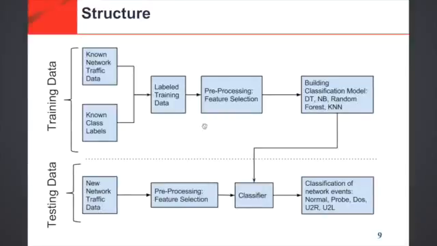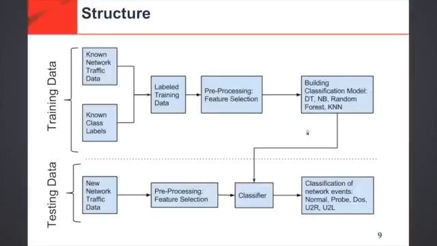So here is the structure of the big data analysis system. What we have is the training data. When we get the training data, we ask the experts to label them. Then we get labeled training data. Using some feature selection and other pre-processing methods, we can build our classification model using decision tree, naive Bayes, random forest, or k-nearest neighbor.